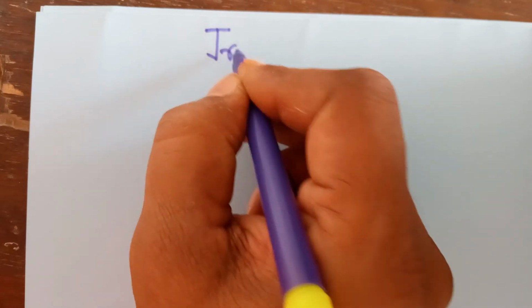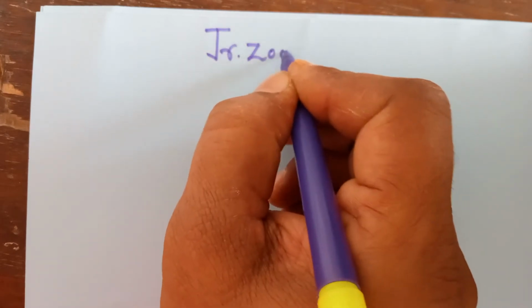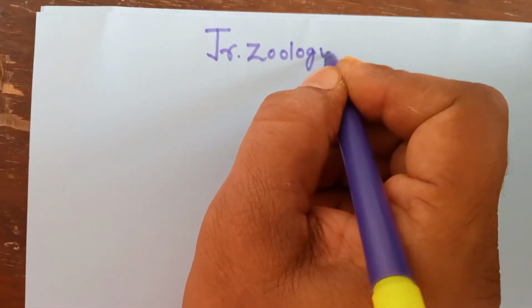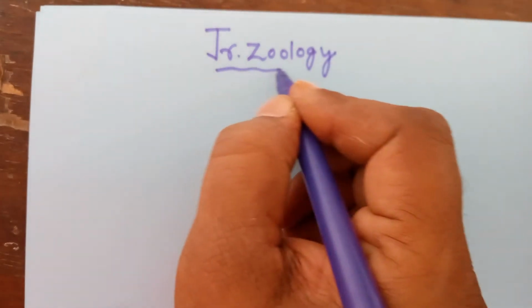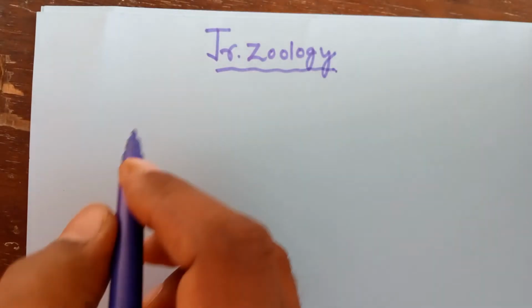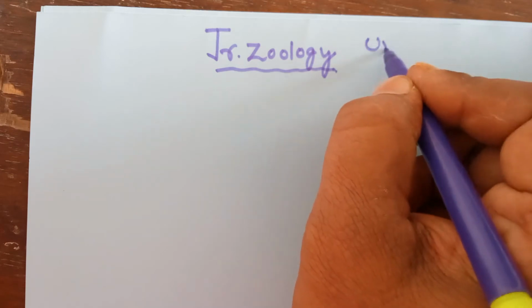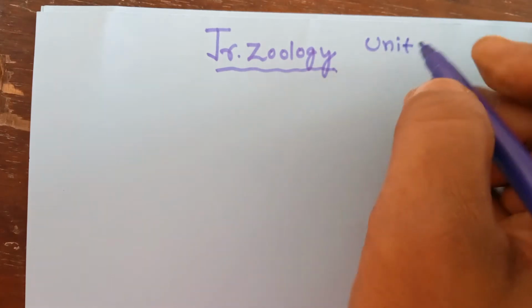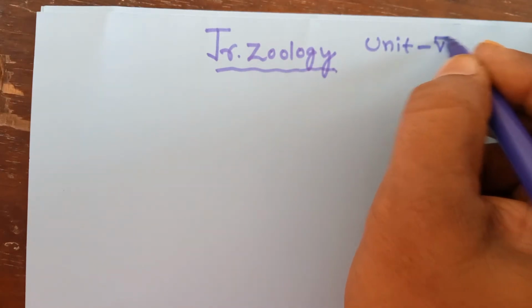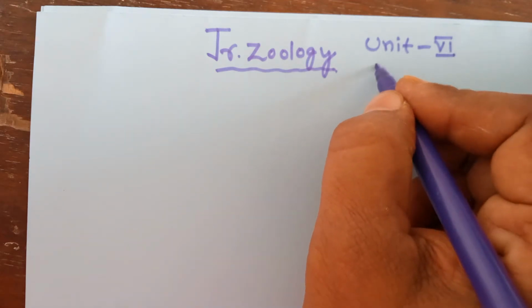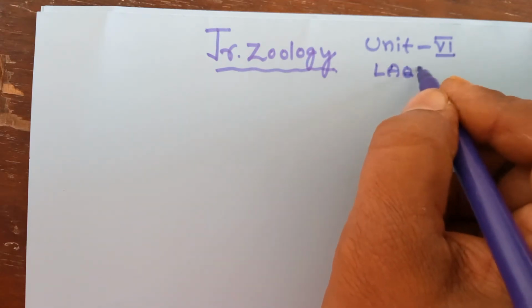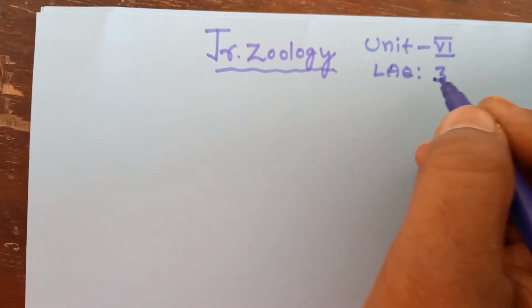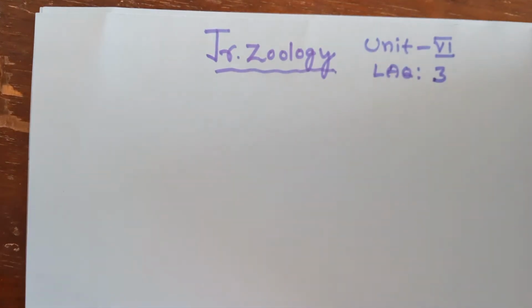Today's topic is junior zoology, unit 6. The third question is a long answer question (LAQ).